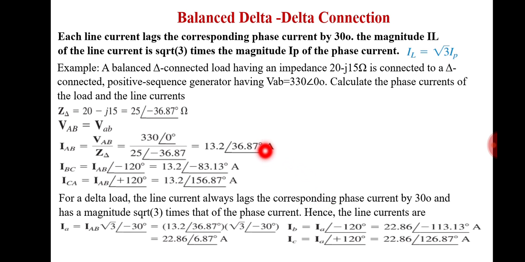Now here we see the balanced delta connection, because here the magnitude of phase currents and line currents is the same. Phase currents की वैल्यू सबकी सेम है, सेम वैल्यू है. So here we say it is a balanced system.